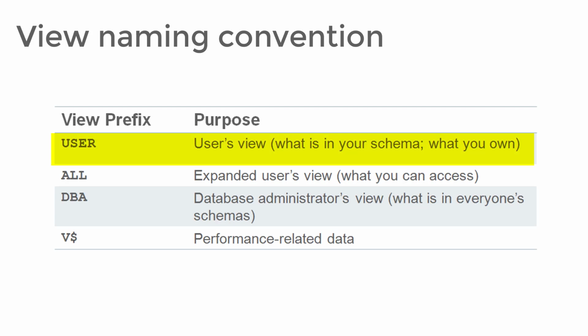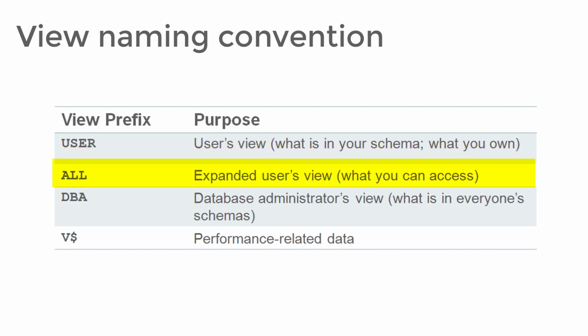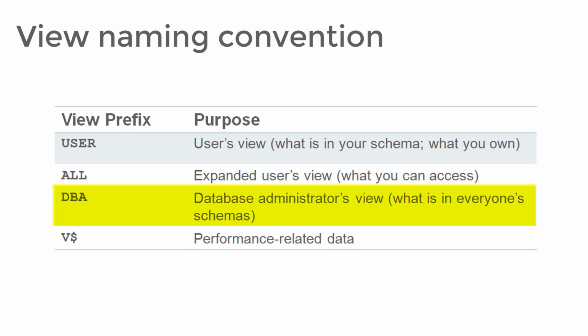User_objects contains information about objects that you own or you created. All_objects contains information about all objects to which you have access. dba_objects contains information about all objects that are owned by all users. There is also a set of views that is prefixed with $. These views are dynamic in nature and hold information about performance.